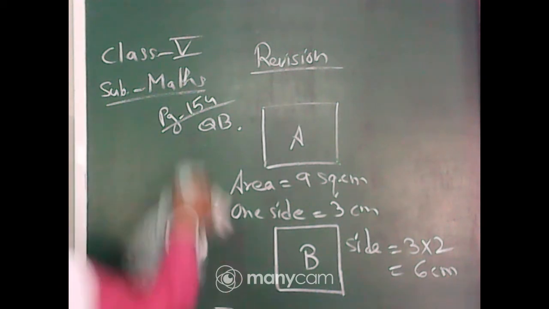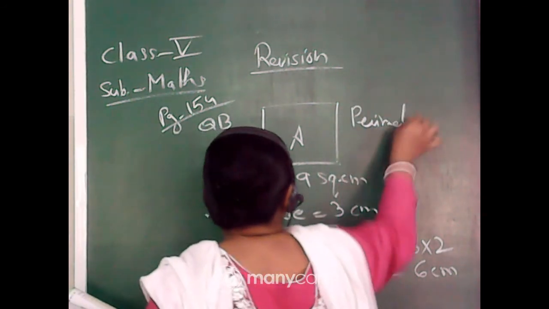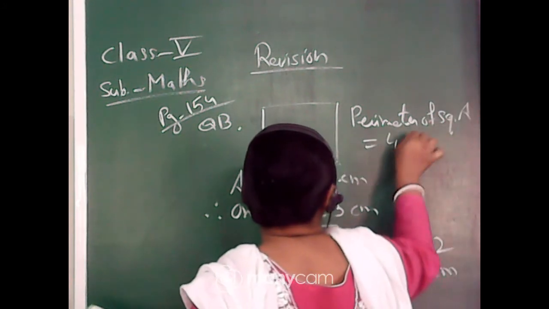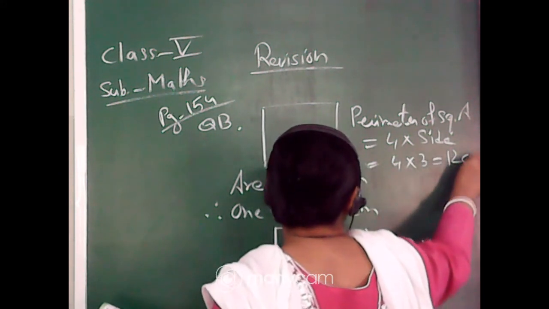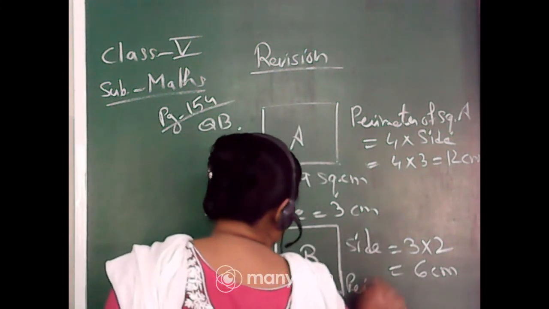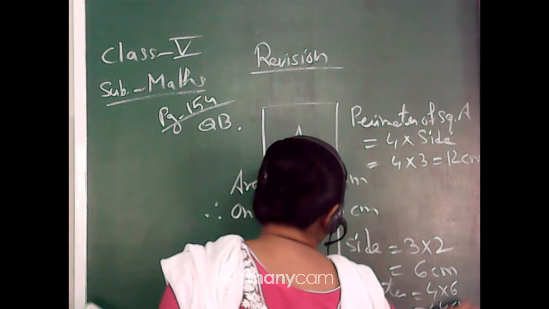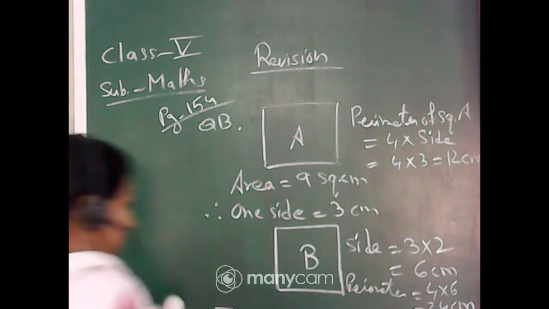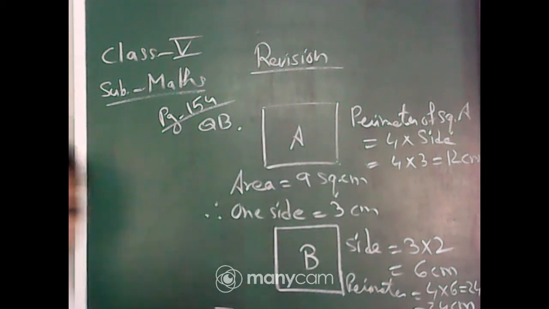I have to rub the board and write. Perimeter of square A is equal to 4 into side, that is 4 into 3, 12 centimeter. And similarly the perimeter of B will be 4 into side, that is 4 into 6, that is 24 centimeter, isn't it? Here I am writing 24 centimeter.